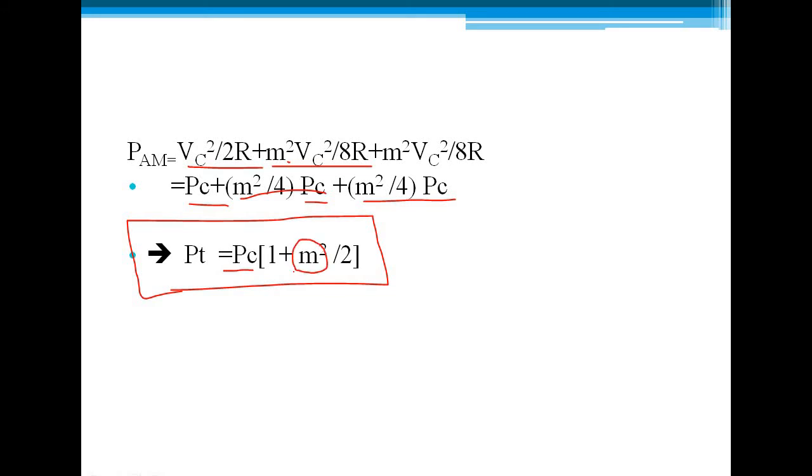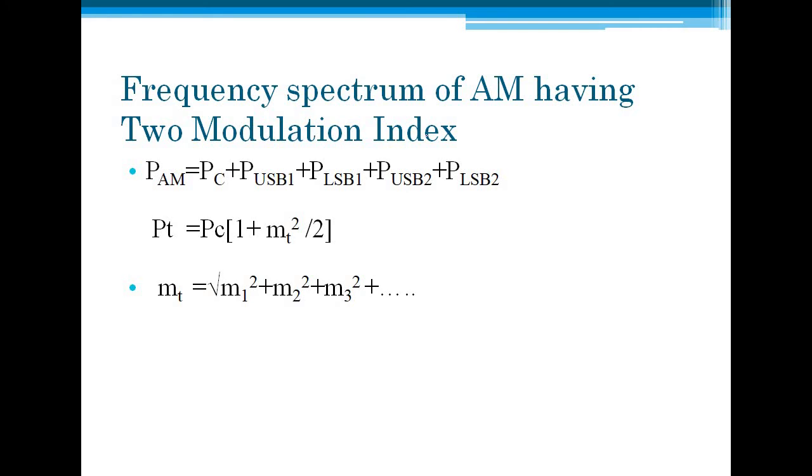So if you vary any one of these parameters, the total power is going to change. This is PT by PC. The relation is given as 1 plus m square by 2. So this is the ratio of total power divided by the carrier power. Now the frequency spectrum of an AM having two modulation indices.